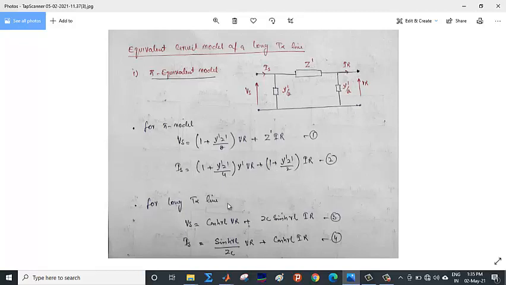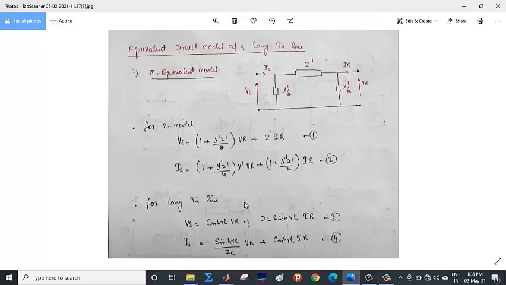For the long transmission line, we know that Vs is equal to cos hyperbolic gamma L into Vr plus Zc sin hyperbolic gamma L into IR, and Is is equal to sin hyperbolic gamma L Vr divided by Zc plus cos hyperbolic gamma L into IR.